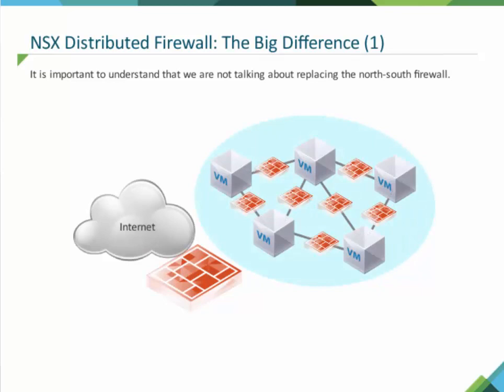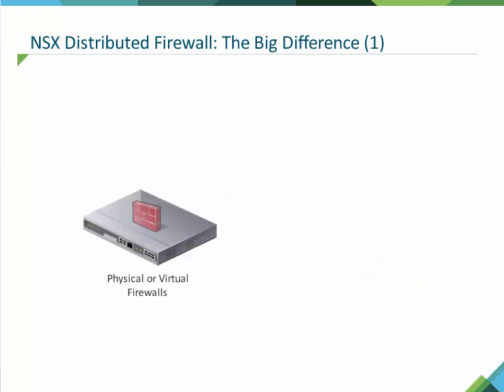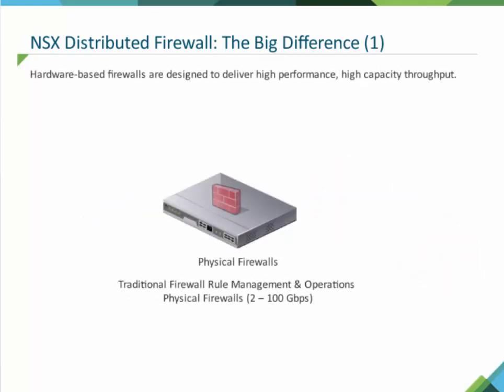It is important to understand that we are not talking about replacing the north-south firewall. In fact, you will likely leverage hardware-based performance and throughput capacity for a very long time at the perimeter of the data center. However, it is important to understand that there is a huge difference between physical or virtual firewall and distributed firewall. Hardware-based firewalls are designed to deliver high performance, high-capacity throughput, typically ranging from 2 to 30 gigabytes per second, with some of the most powerful chassis-based solutions exceeding 100 gigabytes per second.